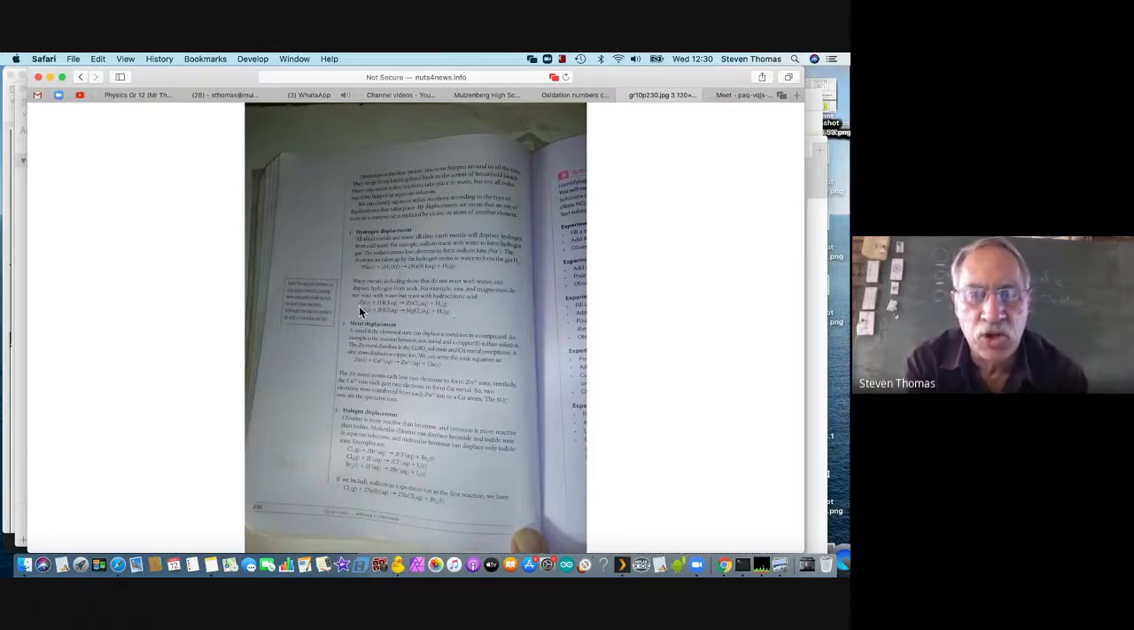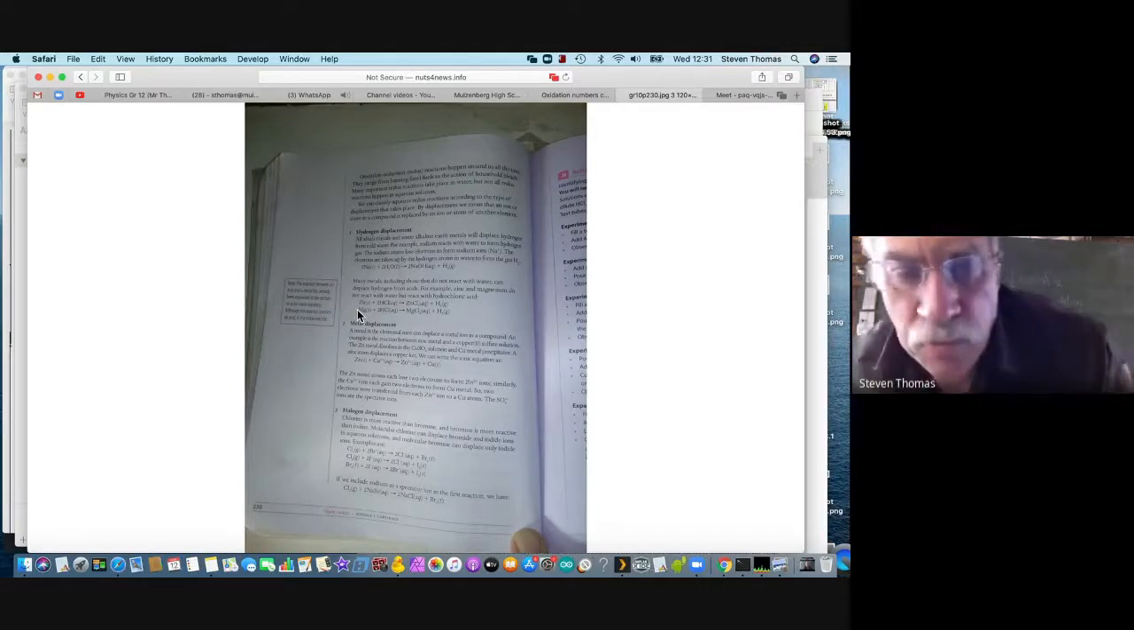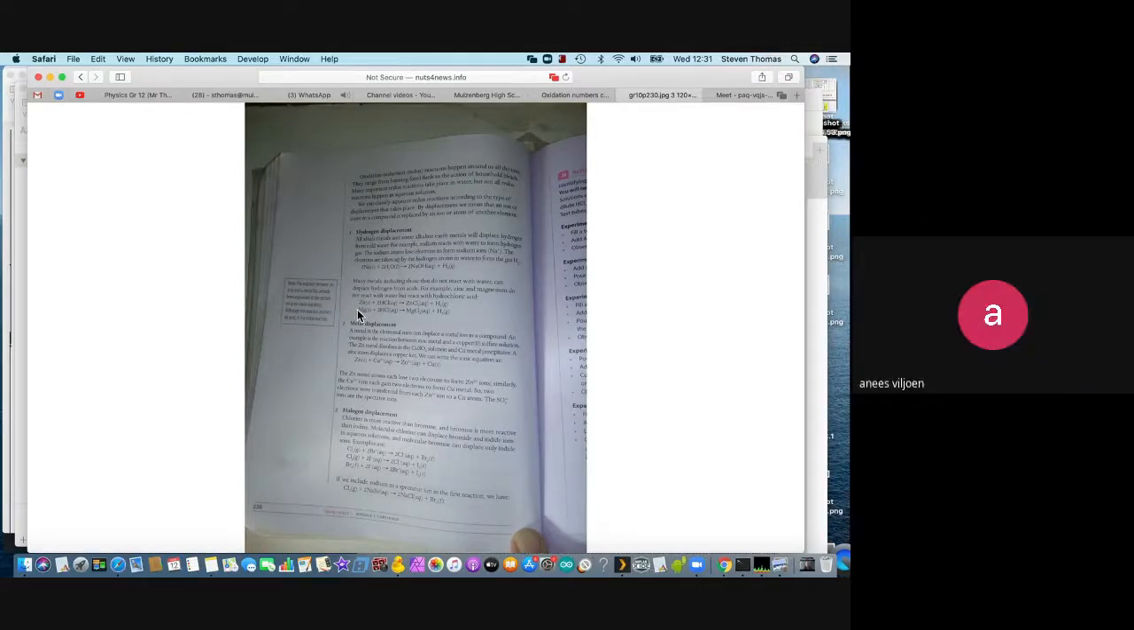So do you guys want to just give this a go? Just write out that reaction and see if you can write the oxidation numbers of all of these guys and see which of those is oxidized and which is reduced. Zinc plus 2 HCl. I'm just going to write it on the board.